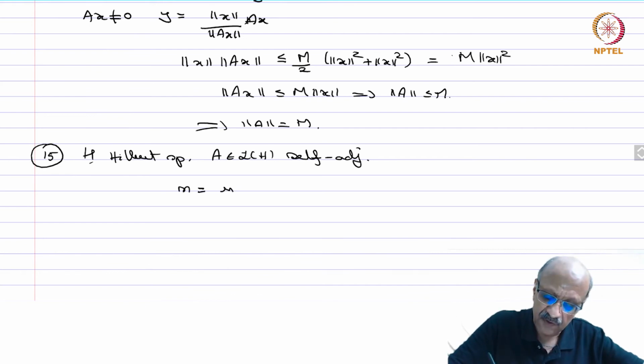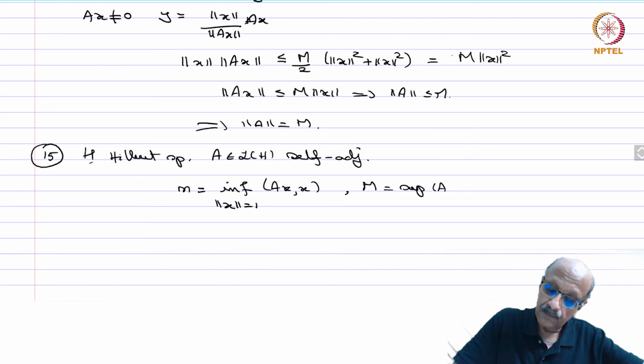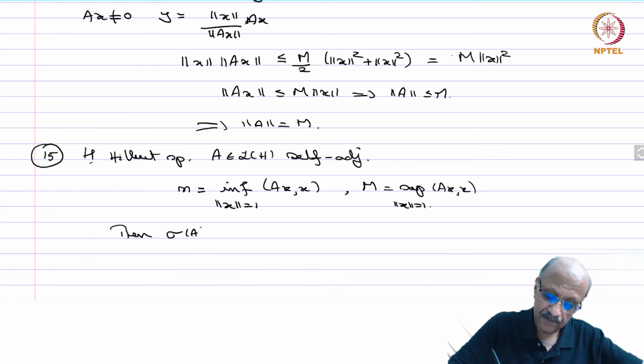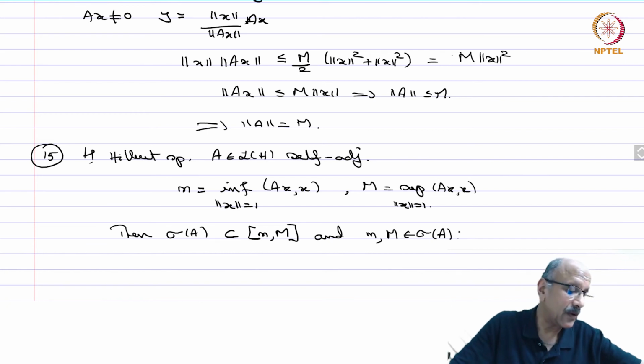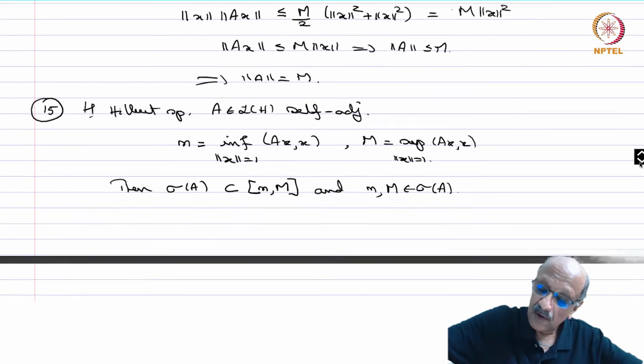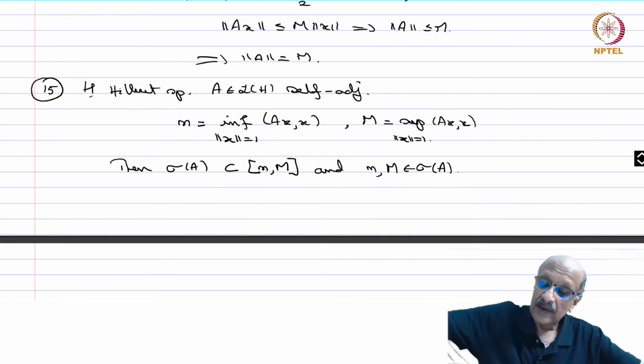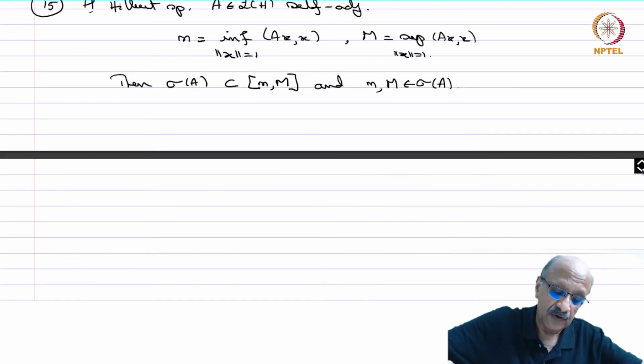Let small m equal inf over norm x equal to 1 of (Ax, x). So now there is no modulus. And capital M equals sup over norm x equal to 1 of (Ax, x). Then sigma of A is contained in the closed interval [m, M], and m, M belong to sigma(A). So we have a more precise characterization of the spectrum of a self-adjoint operator.